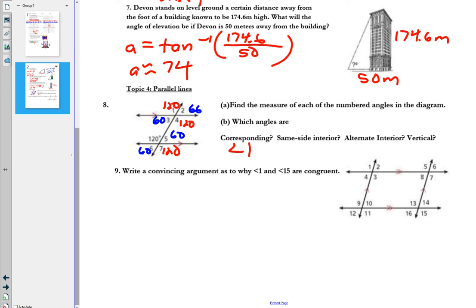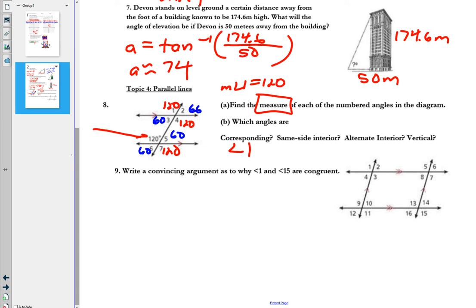Just angle 1, that's it. If we're talking about the 120, corresponding means same location. 120 is in the top left of that intersection. Angle 1 is in the top left. Also remember, notation wise, when you're finding the measure of an angle, you'd have to write measure of angle 1 is equal to 120. But here they're just asking me to name the angle, so I just put angle 1.